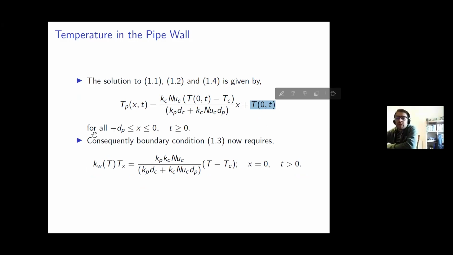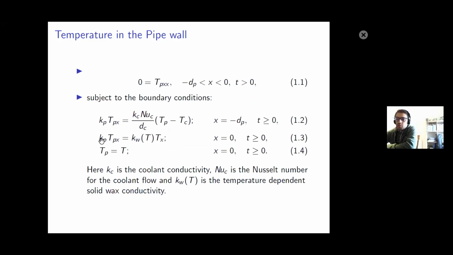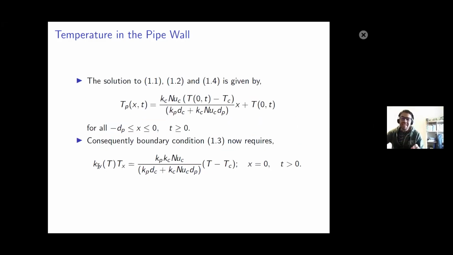And so what we can then do is say, instead of considering condition 1.3 in the pipe wall as a boundary value problem to determine the temperature of the pipe, what this feeds into is a boundary condition for the temperature T in the solid wax layer. So this additional boundary condition actually gives us a new boundary condition for the temperature in the solid wax layer.